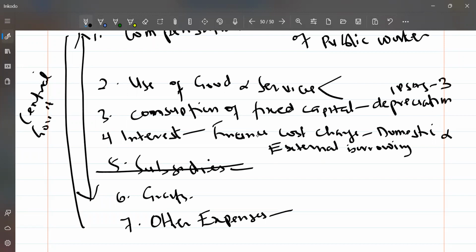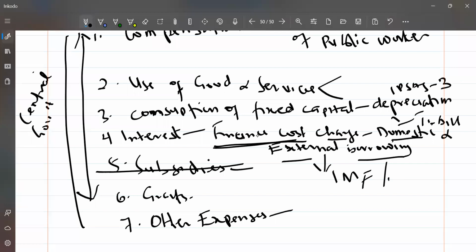Can you give another explanation of the interest? The interest is a finance charge, like when you go for a loan, the interest you pay on the loan. So it's a finance charge on the domestic and external borrowings. Domestic borrowings can be treasury bills and the normal bonds. External can be coming from the IMF and World Bank. Is that clear?